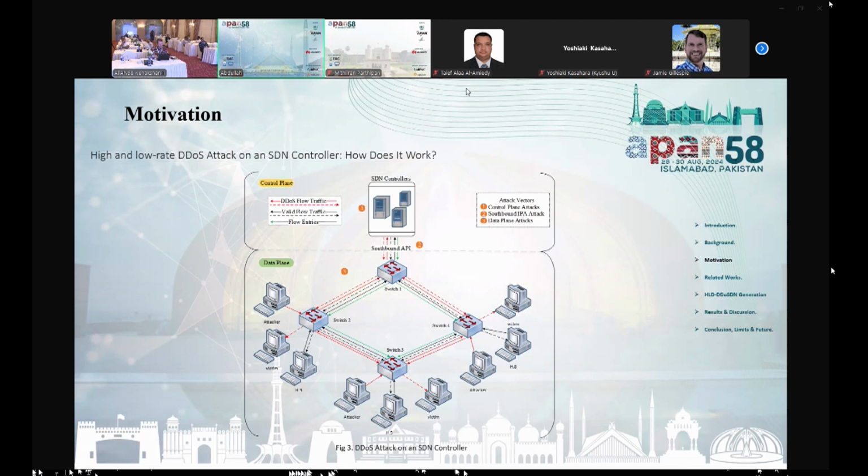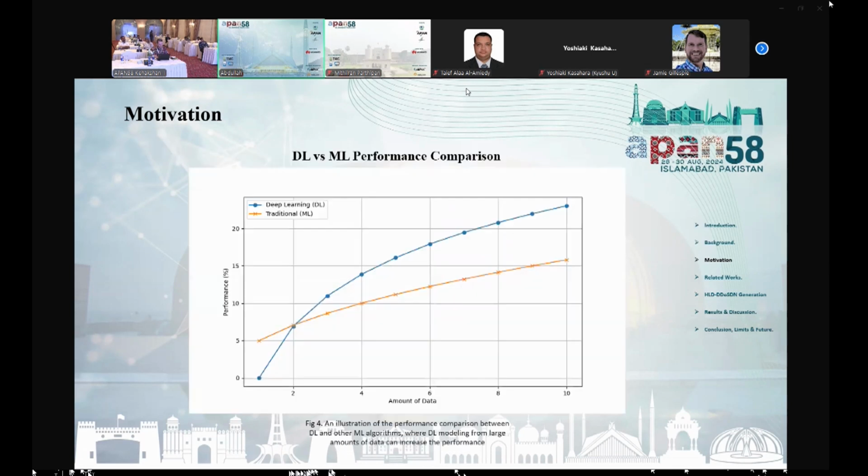However, several security challenges appear that disturb the SDN network's normal operation. The SDN network has no security defense by default, which exposes the SDN controller to the most common attacks of these days, like high-rate and low-rate DDoS attacks.